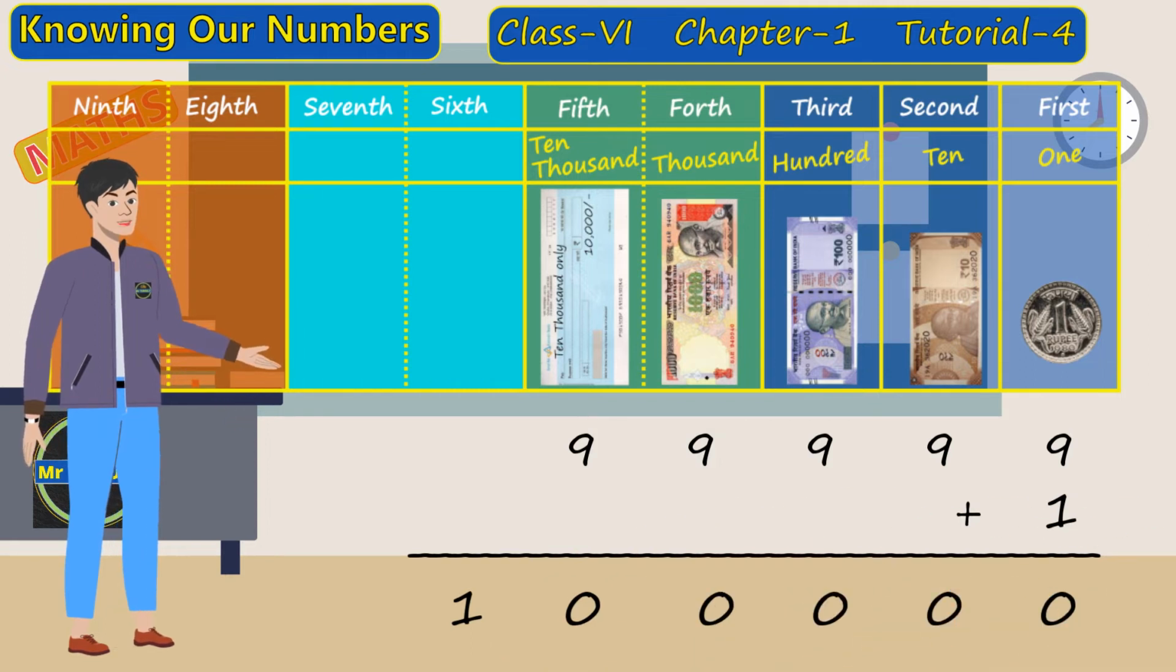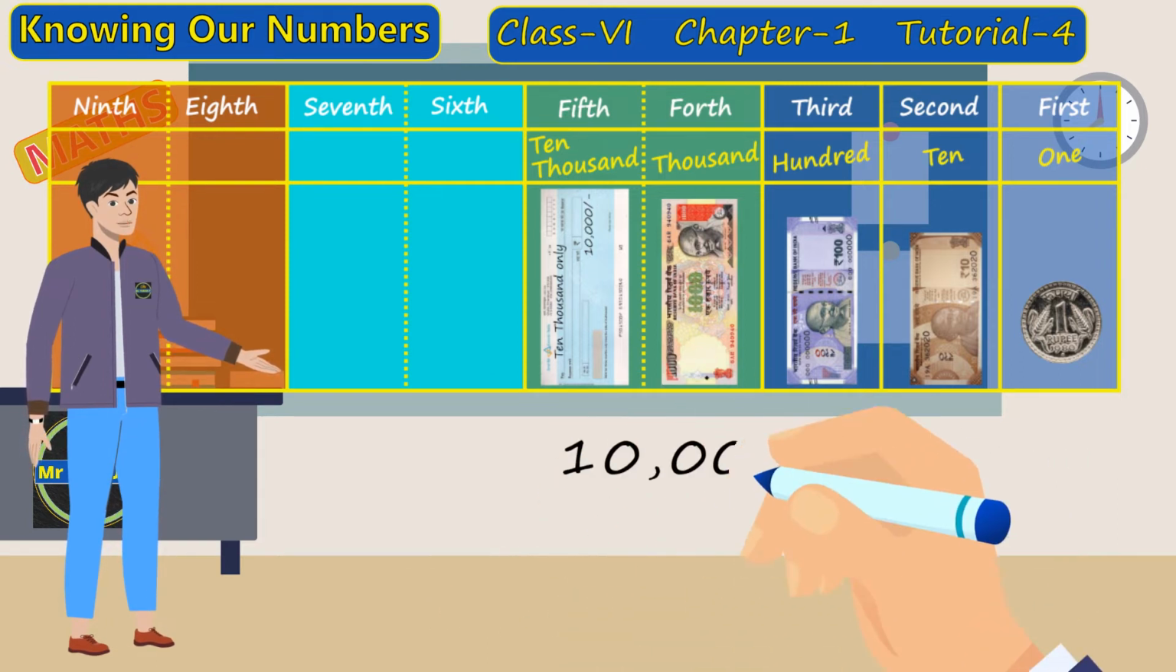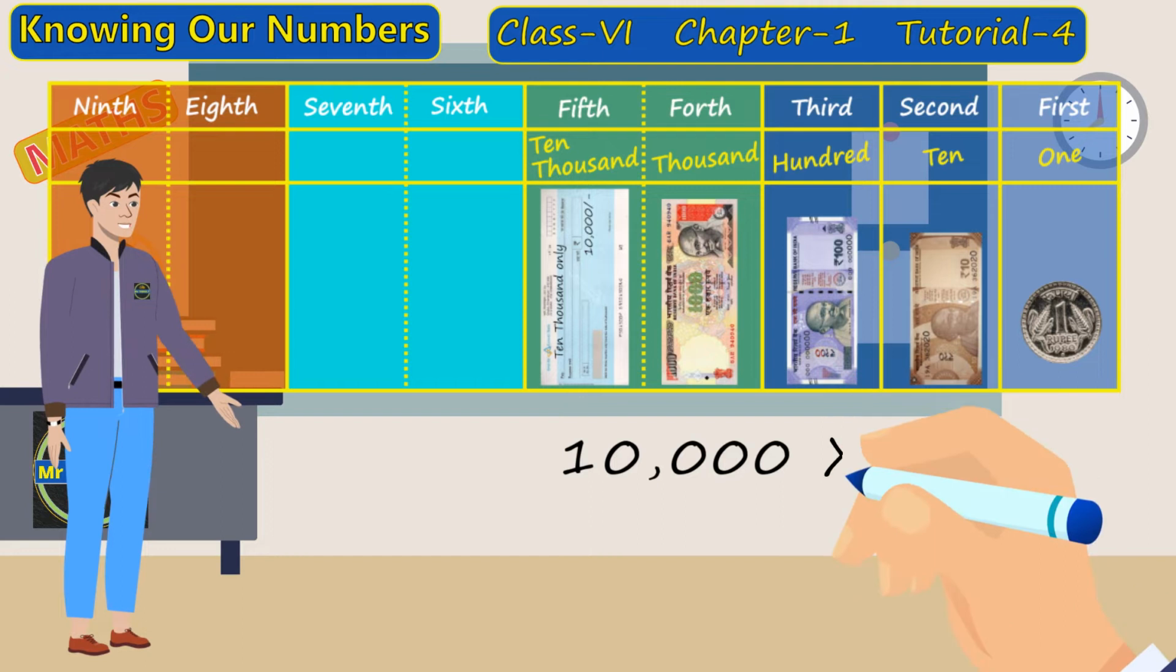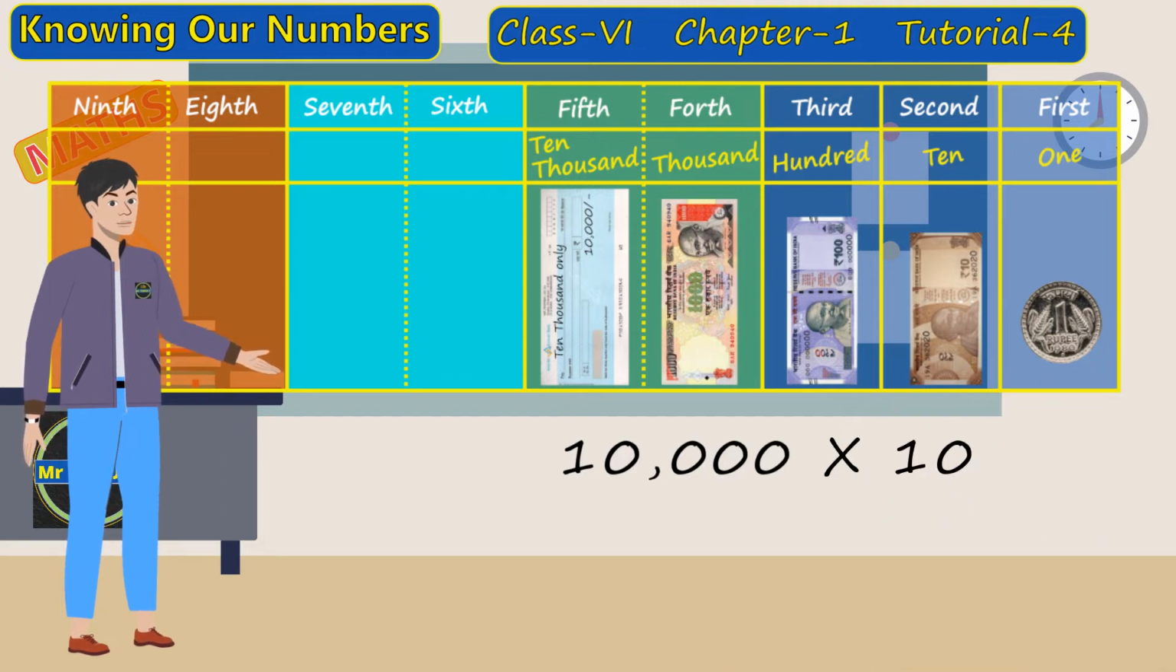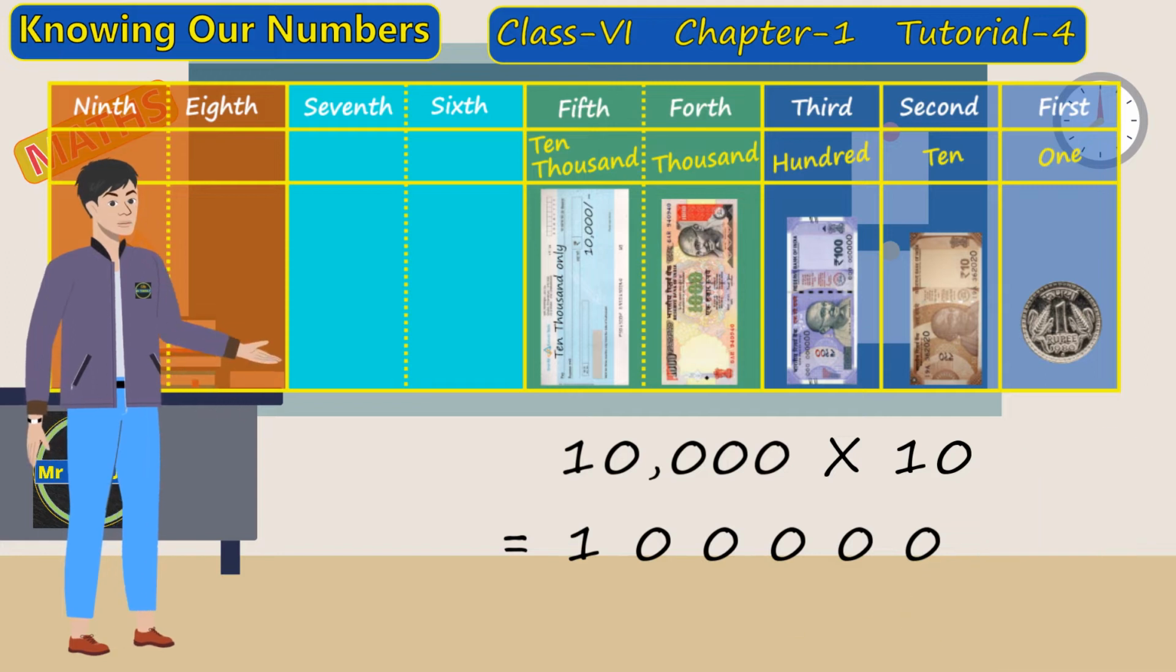100000. The second method of finding the place value of the sixth position is to take the place value of the fifth position, which we know is 10,000, and multiply 10,000 by 10. By this method too, we get the same 6-digit number, 100000. The Indian name of this number is 1 lakh.